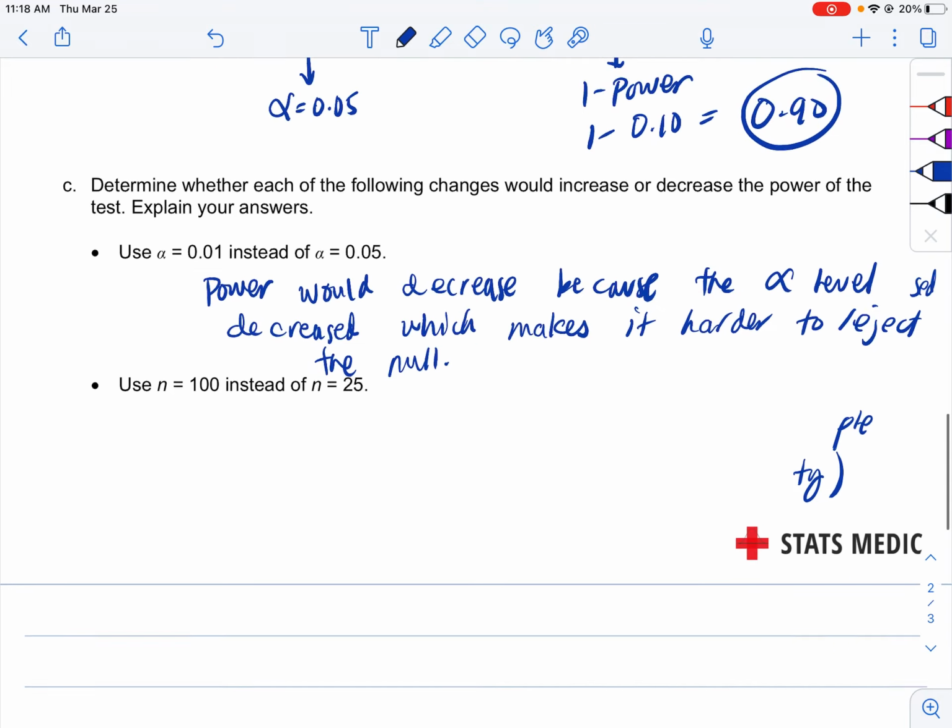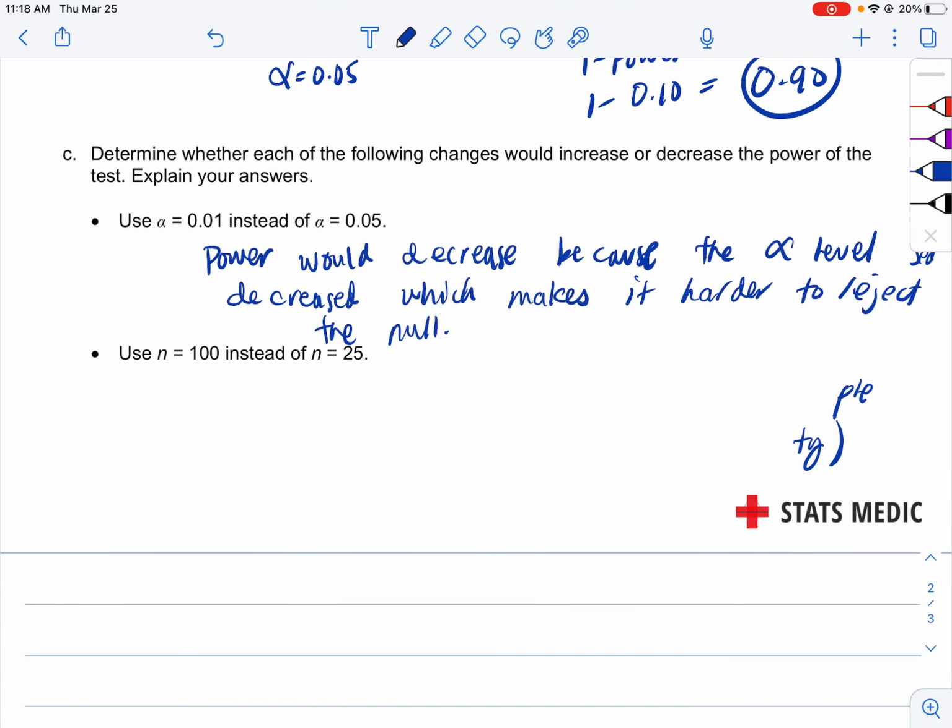So what if we increase the sample size from 25 to 100? If you do that, the power would increase, because of course there is lower variability.